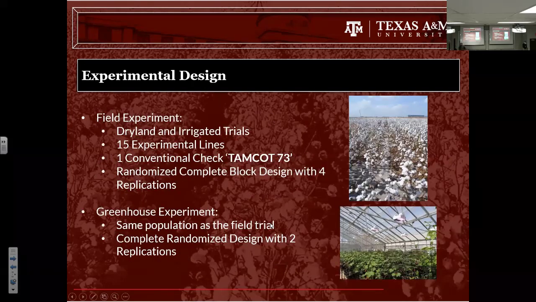Jumping into our experimental design: field experiment, dry land and irrigated trial, 15 experimental lines, 1 conventional check, 10 caught 73. Randomized complete block design with 4 applications. In the greenhouse experiment, we had the same populations that we used in the field, and we had a completely randomized design with 2 applications.